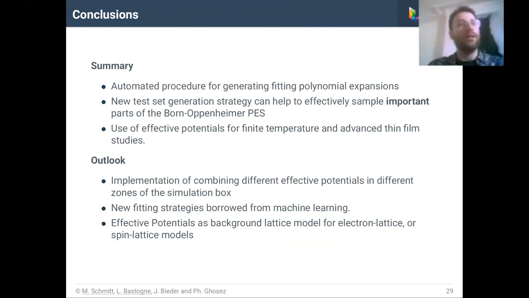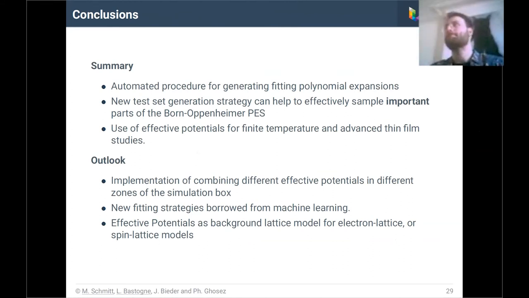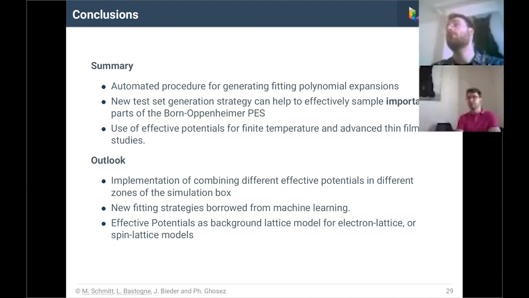So, a little summary: we now have an automated approach to generate and fit polynomial expansions. Louis developed a new test set generation strategy, to have a strategy of how to sample very complicated Born-Oppenheimer potential energy surfaces. And finally, we showed that we can use these potentials to predict some finite temperature properties and use them in complicated thin film cases, which would probably be too challenging to do at ab initio.